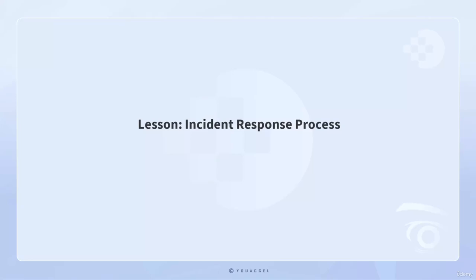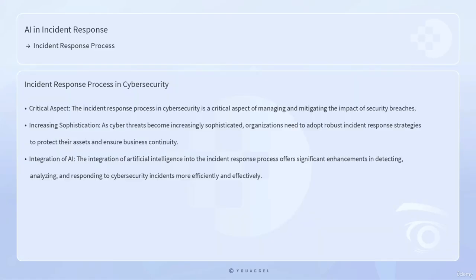Incident response process. The incident response process in cybersecurity is a critical aspect of managing and mitigating the impact of security breaches. As cyber threats become increasingly sophisticated, organizations need to adopt robust incident response strategies to protect their assets and ensure business continuity. The integration of artificial intelligence into the incident response process offers significant enhancements in detecting, analyzing, and responding to cybersecurity incidents more efficiently and effectively.